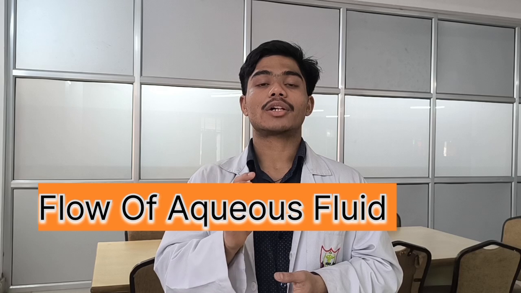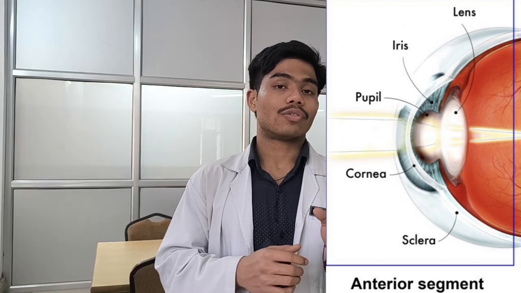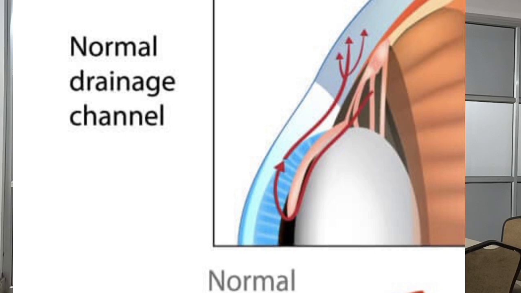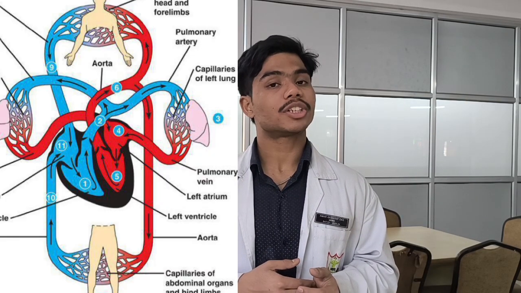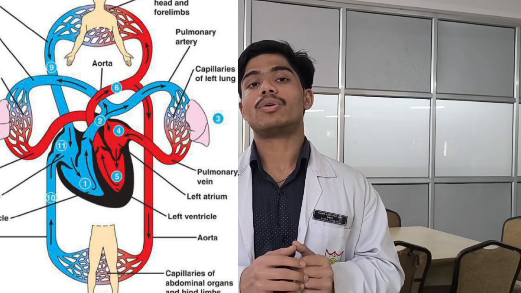So aqueous fluid flows from the posterior chamber of the eye to the anterior chamber of the eye. Now from the anterior chamber of the eye, the aqueous fluid exits or leaves the eye by coming out from the drainage canal of the eye, and this drainage canal always remains open. From this drainage canal the aqueous fluid comes out, exits the eye and goes into the systemic circulation. So this describes the flow of aqueous fluid.